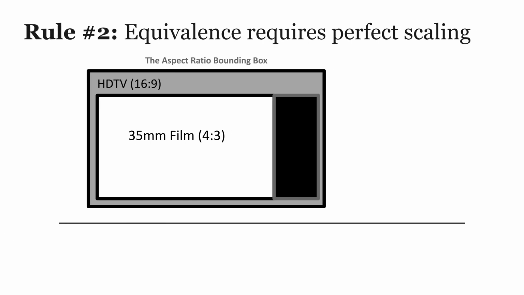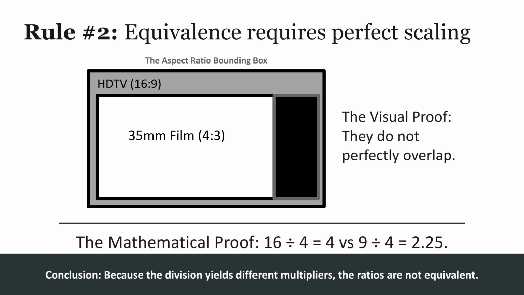Rule number 2, equivalence requires perfect scaling. If we look at different aspect ratios, we can see they don't overlap. Mathematically, if the division yields different multipliers, the ratios are not equivalent.